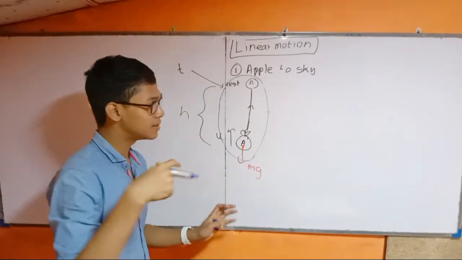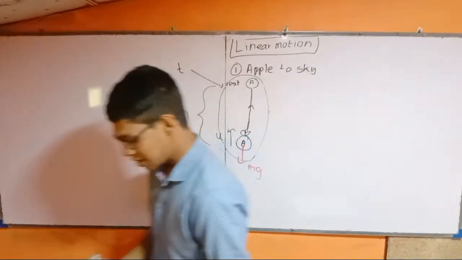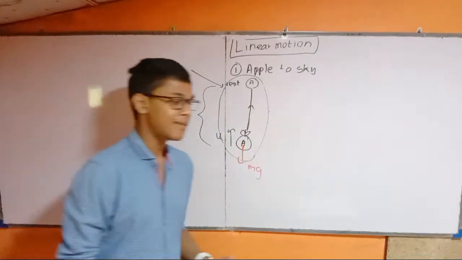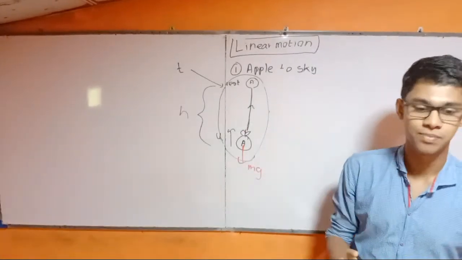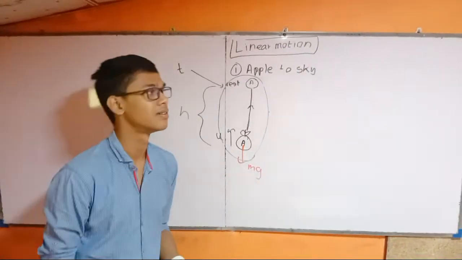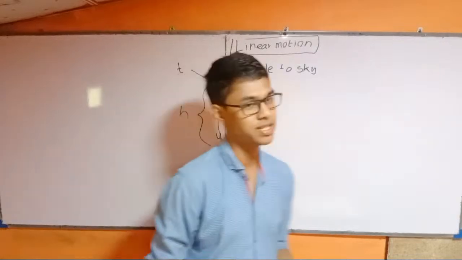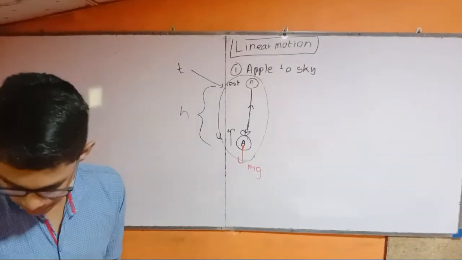So the fourth equation is s equals u plus v over 2 into t. Very rarely, and you don't even need that equation. These three equations are enough. I myself haven't used that equation, never, I think. Only these three equations I use.